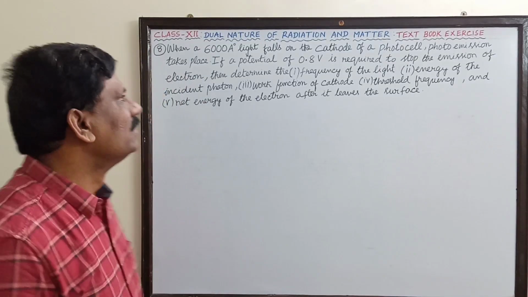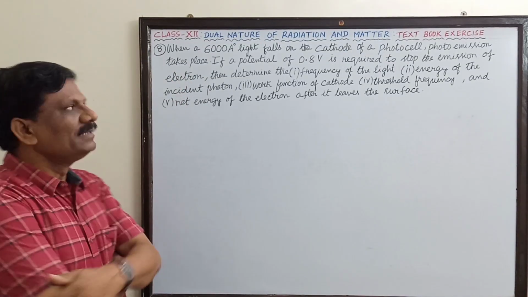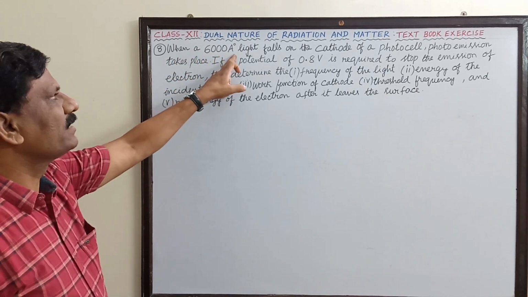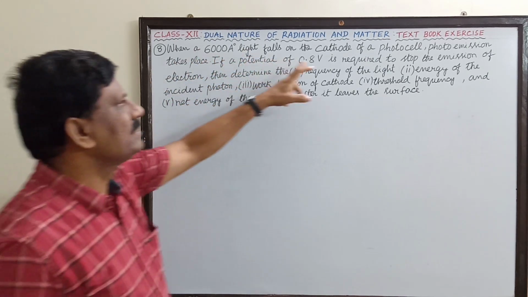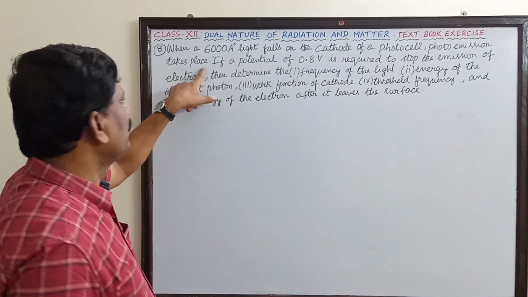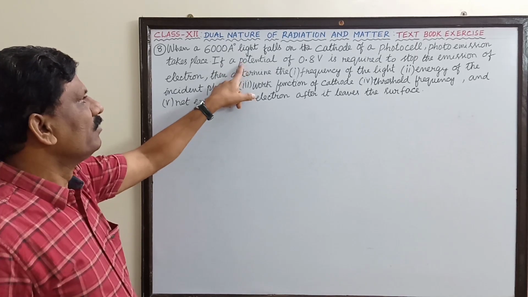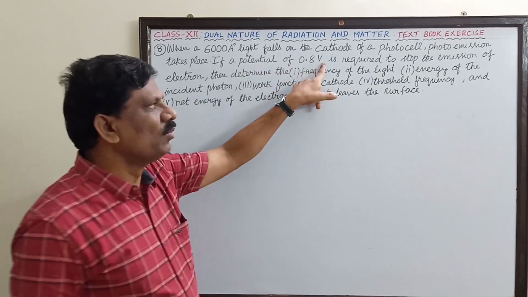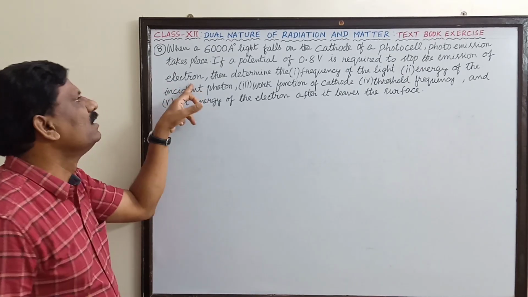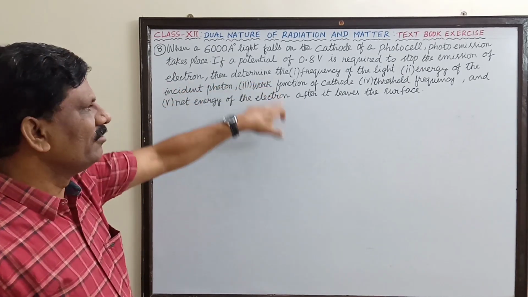Hi students, the eighth sum in the dual nature of radiation. When a 6000 angstrom unit light falls on the cathode of a photocell, photoemission takes place. If a potential of 0.8 volt is required to stop the emission of electrons, then determine the following quantities.